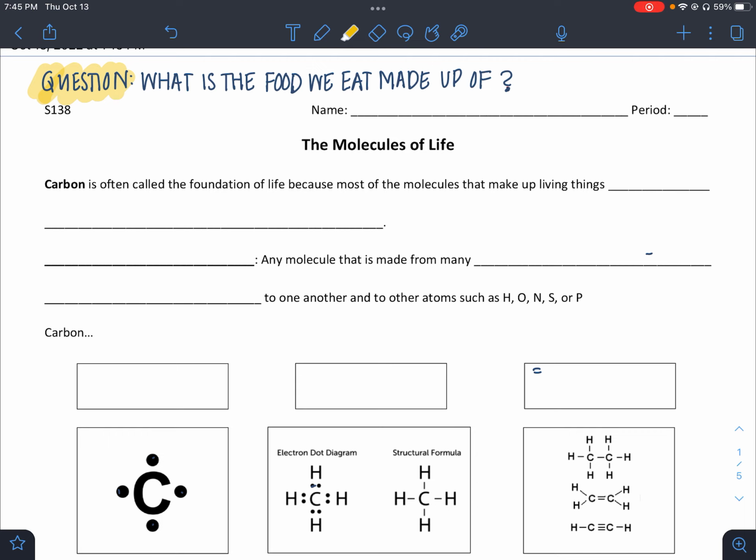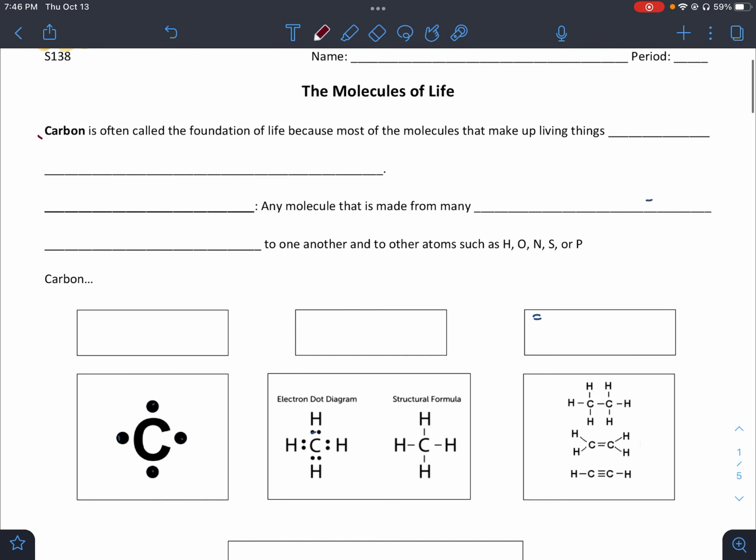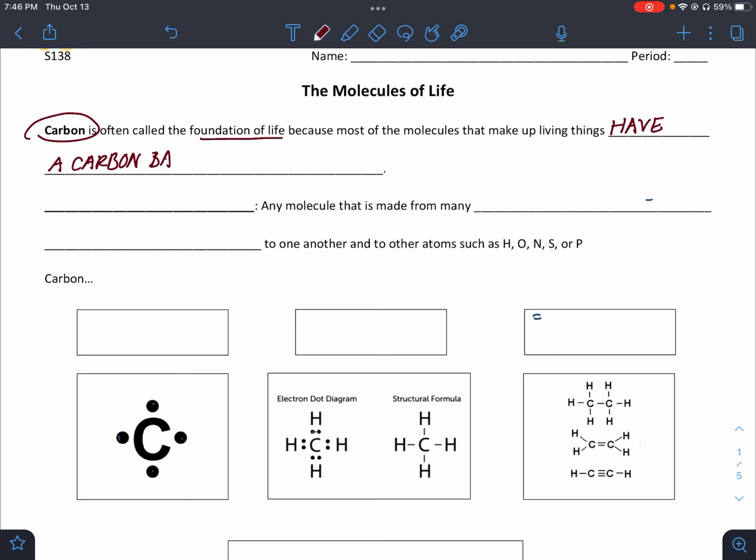And to understand that, we have to talk about carbon, okay? So when we think about carbon, carbon is actually what we call the foundation of life, okay? Pretty much everything in your body and all of the molecules in living things are going to be made up of a carbon backbone or a carbon skeleton, okay? So a backbone or a skeleton, which basically just means that we have a whole bunch of carbon atoms that are going to be bonded to one another.